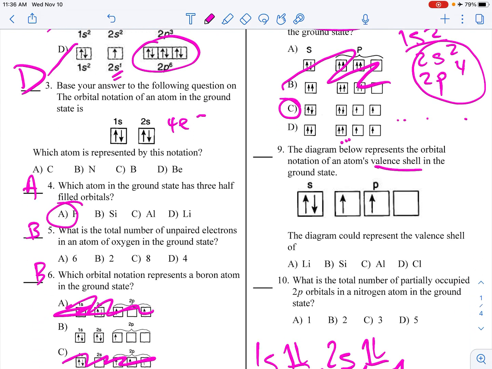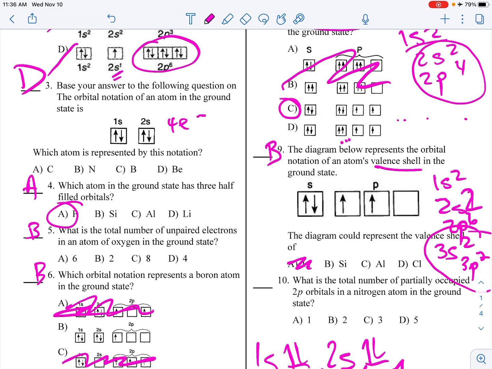The orbital valence is the outermost. So who would this be? This would be lithium. Lithium is, well, let's see, 1s2, 2s1. So nope. Silicon, let's see, 1s2, 2s2, 2p6, 3s2, 3p2. Ooh, silicon. That looks like that's our answer. Aluminum is one less, so that wouldn't work, and chlorine is more. So yeah, it is silicon.